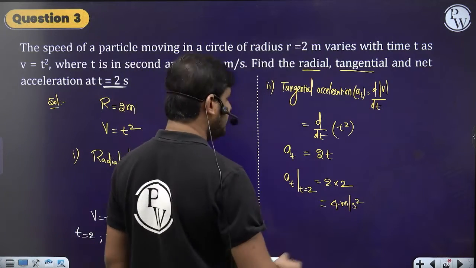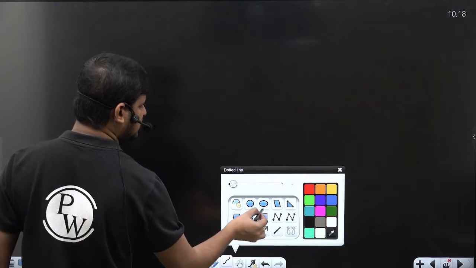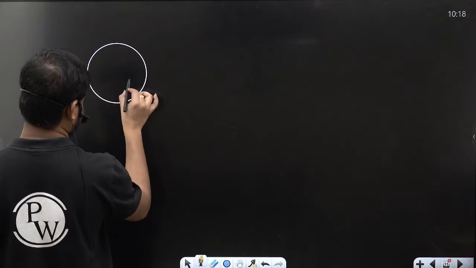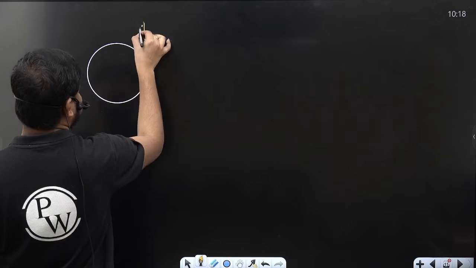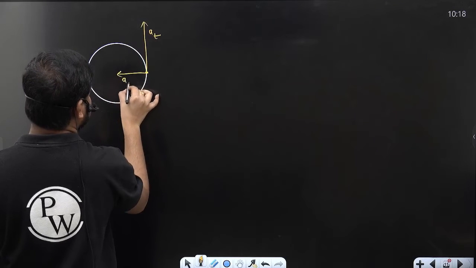Now what do we need? The net acceleration. So let's write it in the new slide. Let's draw the diagram of that. This is a particle's circular path, and this side is the tangential acceleration and this side is the centripetal acceleration.